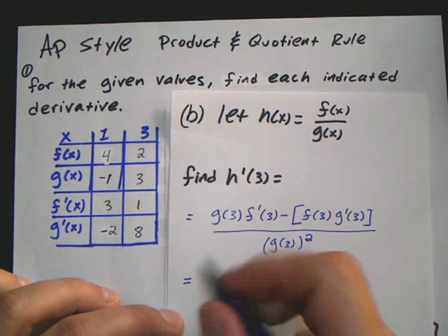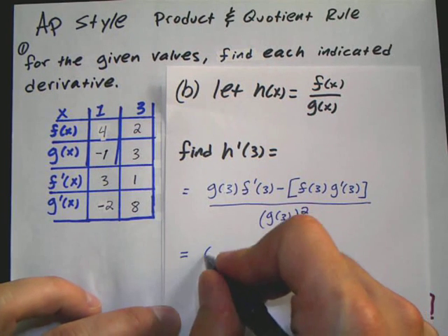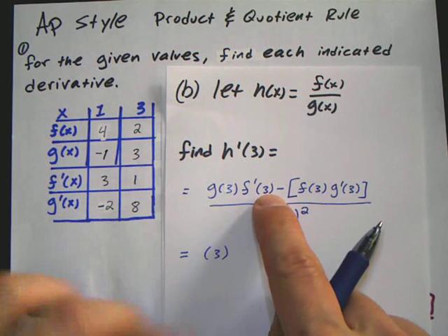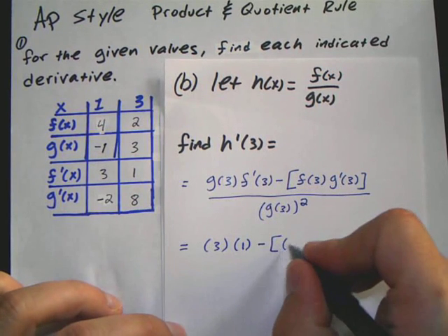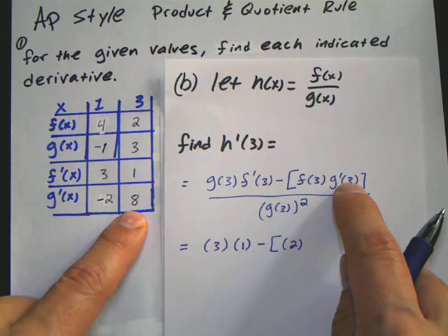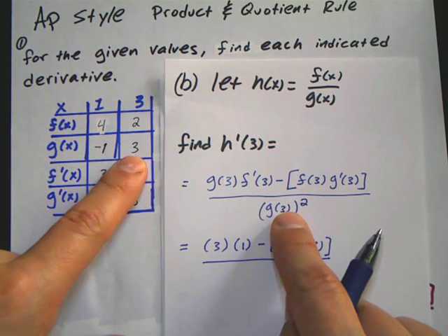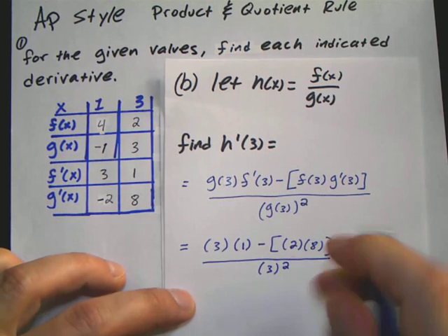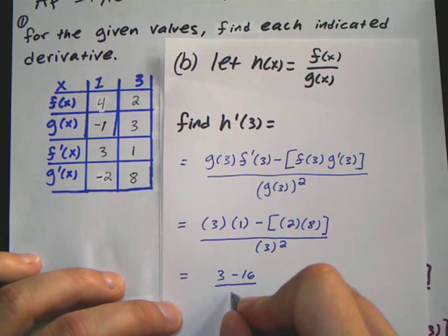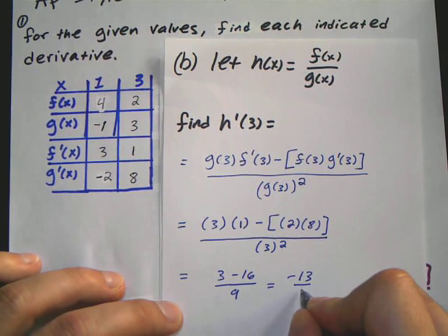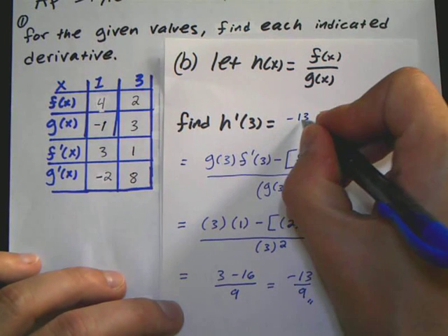And then just like before, I look up these values on the table. g of 3 is given as 3. f prime of 3 is given as 1. Minus f of 3 is 2. And then g prime of 3 is 8. And that's all going to be divided by g of 3 squared, which is in fact 3 squared. And then again, lastly, you just have to multiply this out and subtract. So it's going to be 3 minus 16, all divided by 9, which is negative 13 over 9. And that is my derivative value for h: negative 13 over 9.